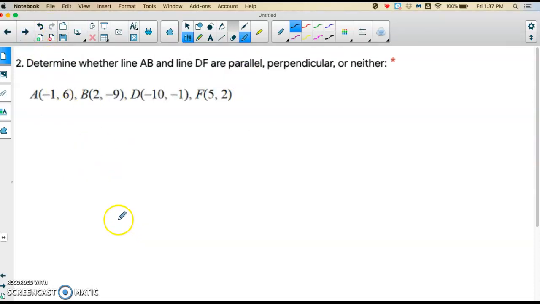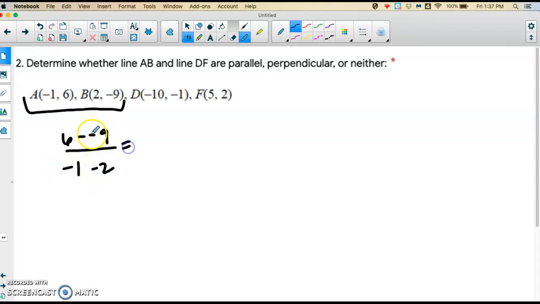Okay, number 2 then. For this one, for AB, this time around I took 6 minus a negative 9, and then a negative 1 minus 2. So 6 minus negative 9, that would be 15, and then a negative 1 minus 2, which is a negative 3. So that ends up being a negative 5.